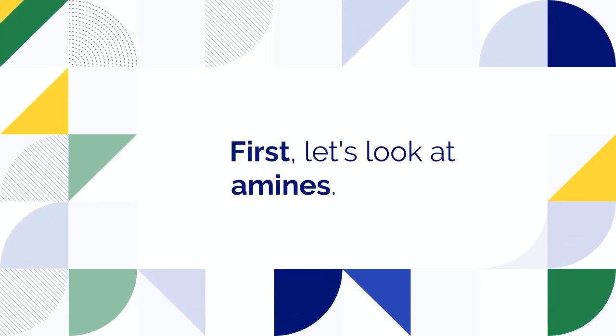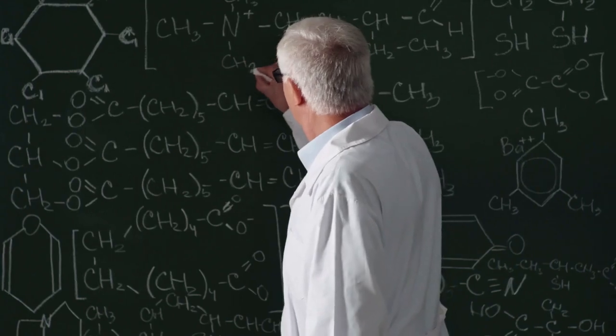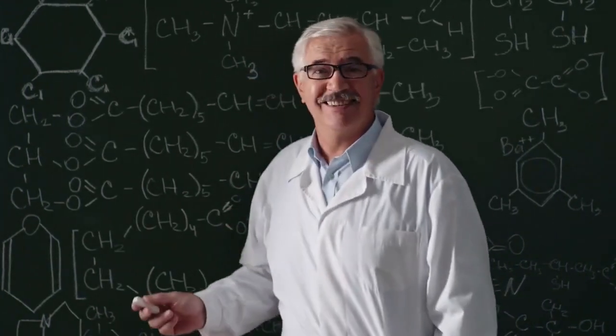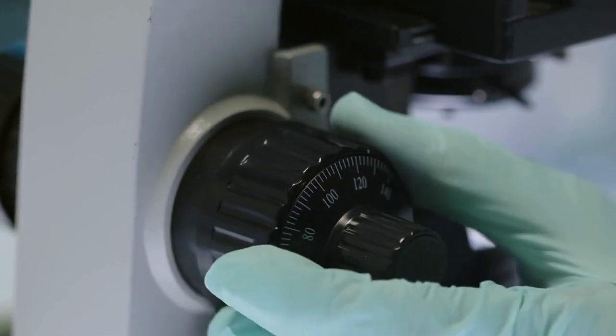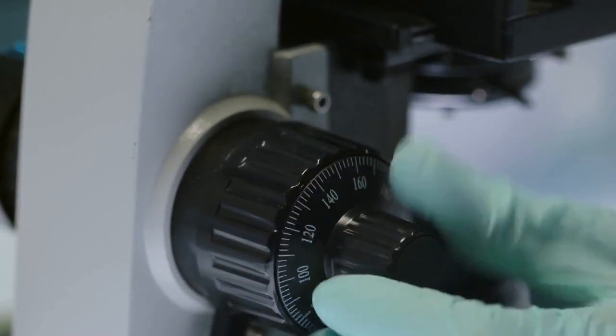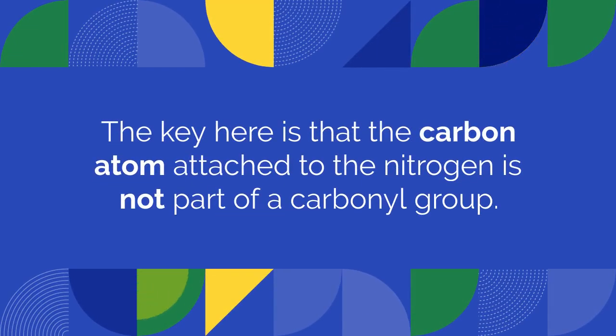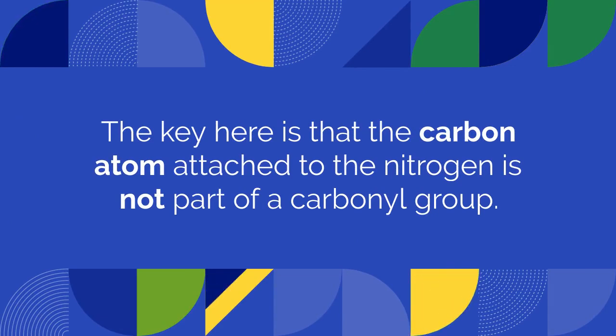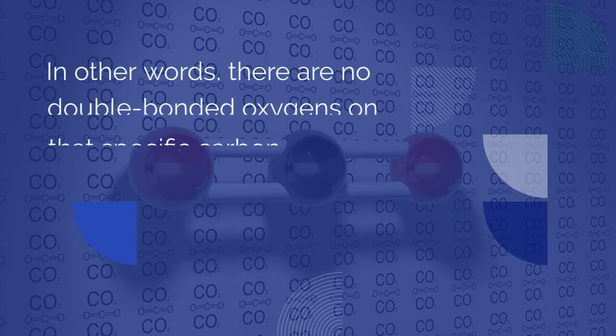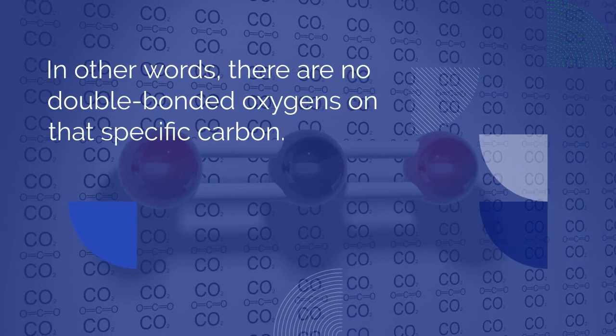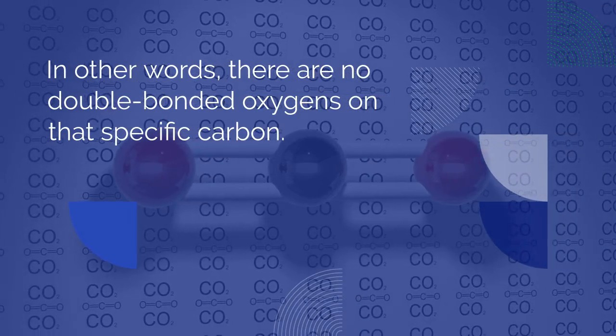First, let's look at amines. Think of an amine as a derivative of ammonia. An amine has a central nitrogen atom that is bonded directly to at least one carbon atom, which is part of a simple chain or ring. The key here is that the carbon atom attached to the nitrogen is not part of a carbonyl group. In other words, there are no double-bonded oxygens on that specific carbon.